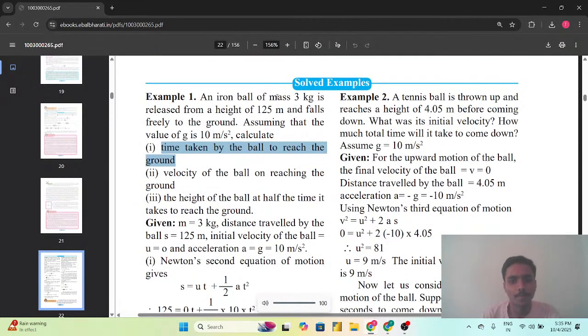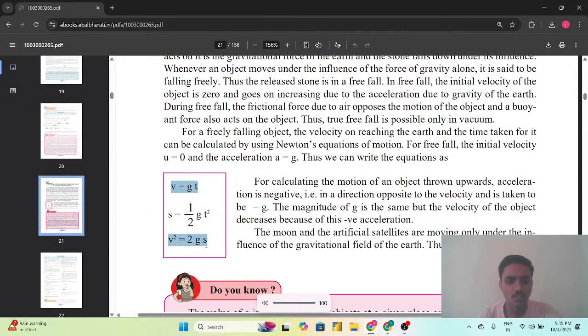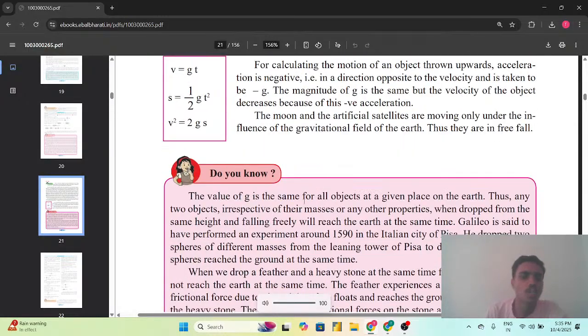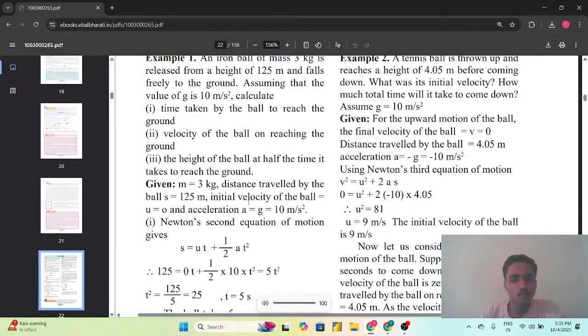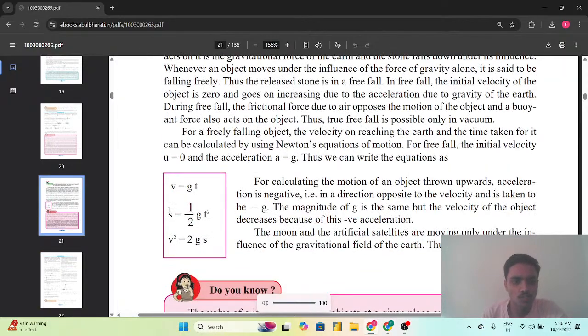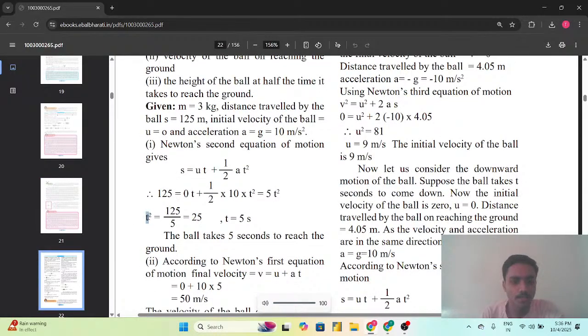So here the mass is given, the height is given, and the acceleration due to gravity is given. As we have the three equations which we have derived with the help of Newton's equations of motion, which equation will be suitable? We have the height, that means s, the velocity v, and the acceleration due to gravity g. So we can use Newton's second equation, s is equal to half g t square, for this free fall motion to calculate the time t.